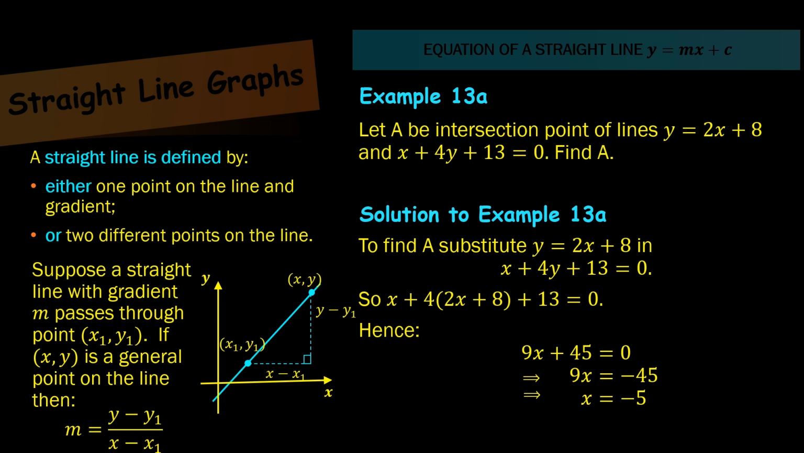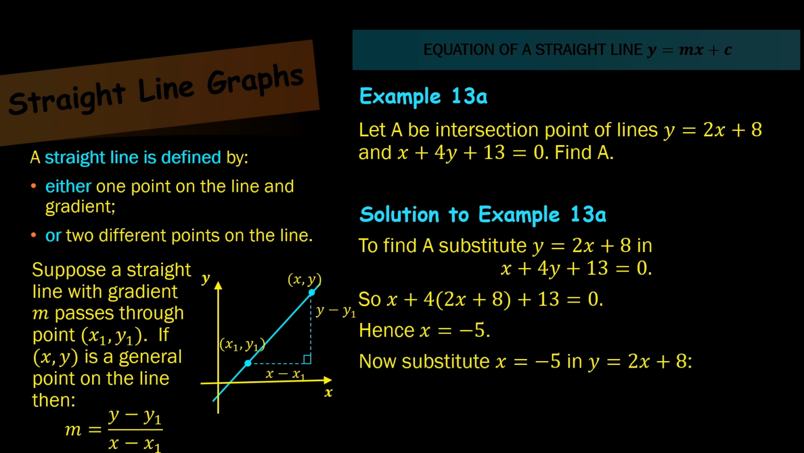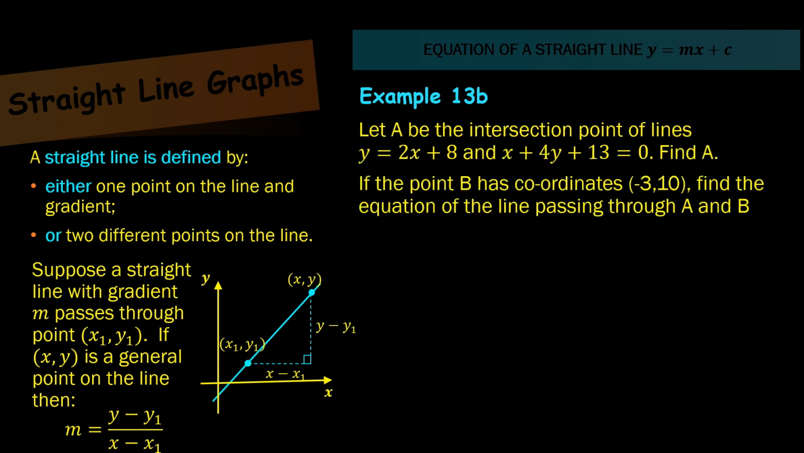Now substitute x equals minus 5 in y equals 2x plus 8, as shown. And tidying up gives us y equals minus 2. Therefore, A is equal to (minus 5, minus 2). Now let's solve part B. If B has coordinates (minus 3, 10), find the equation of the line passing through A and B. So let's solve this.